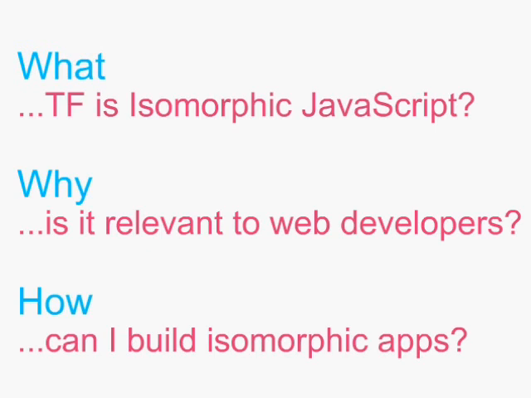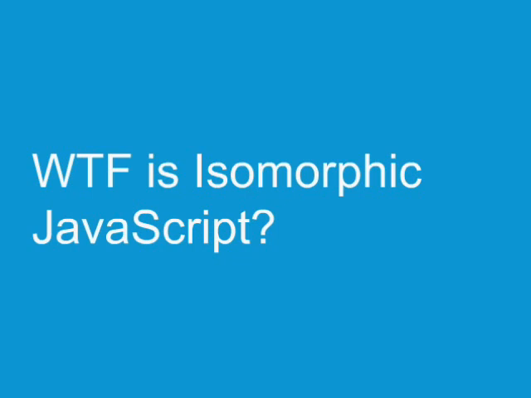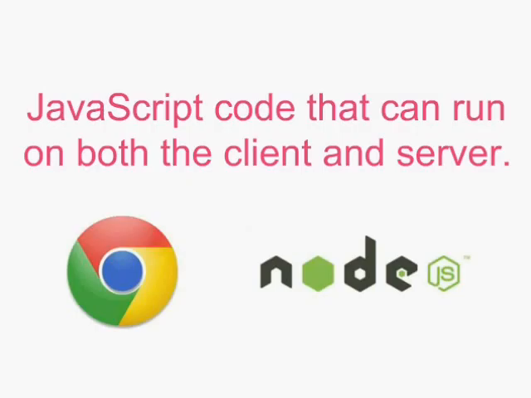So let's get started. WTF is isomorphic JavaScript? It's a valid question. So basically, it's just JavaScript code that can run on both the client and the server. So it can run in a web browser like Chrome or Firefox or Internet Explorer, but it could also run in a server environment, something like Node.js or Rhino, or there are other server-side JavaScript environments as well. But we're going to focus on Node for now.